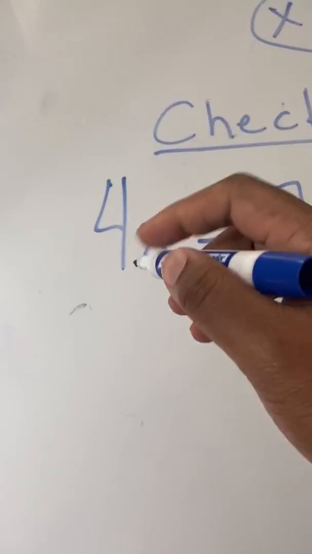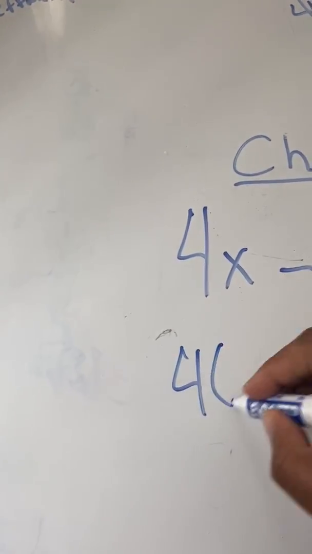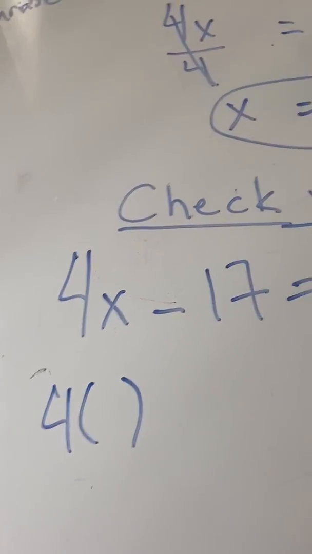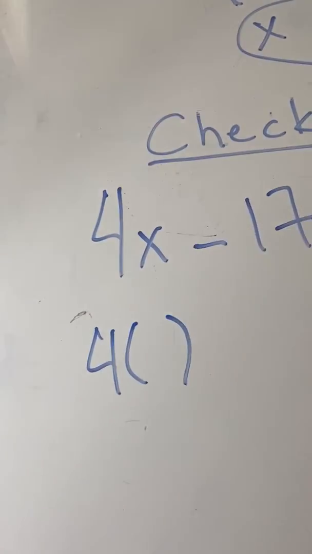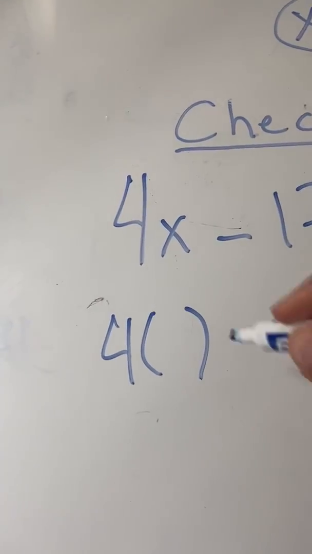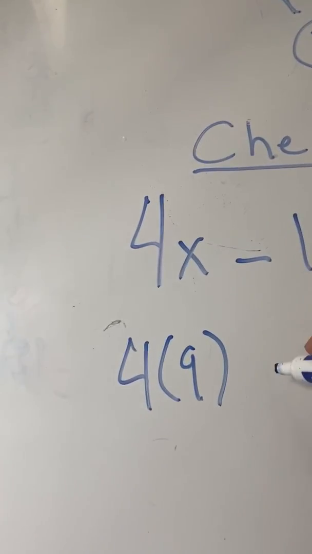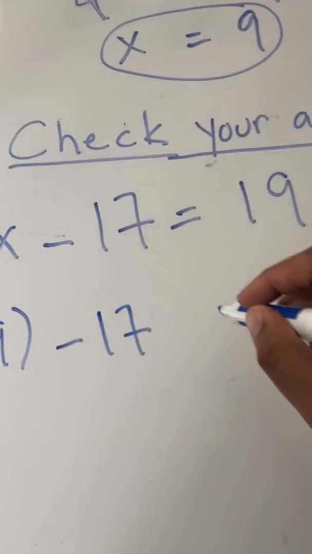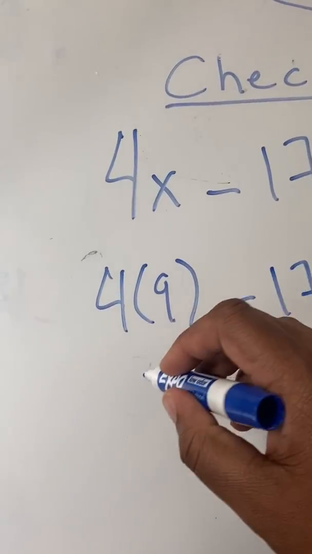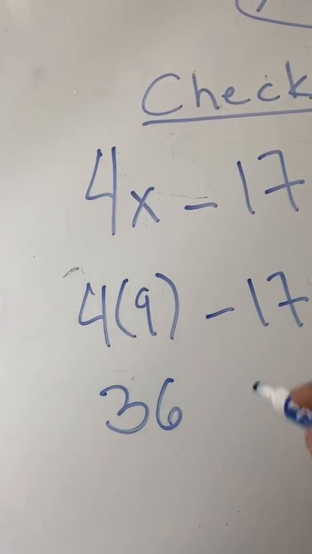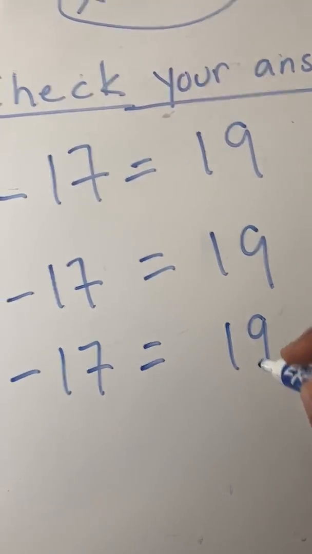I'm going to start with my variable, which is x, and replace x with 9 because x equals 9. I'm going to use parentheses to replace them. We know that parentheses represent multiplication. Inside the parentheses, I'm going to write 9 because x equals 9. Minus 17 equals 19. 4 times 9 is 36. Minus 17 equals 19.